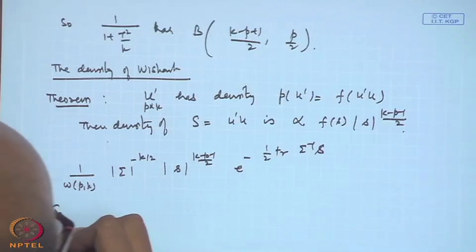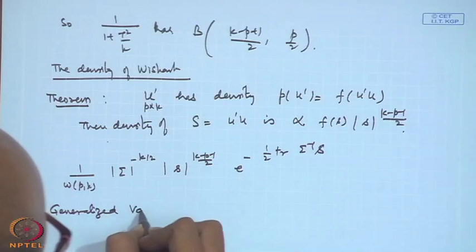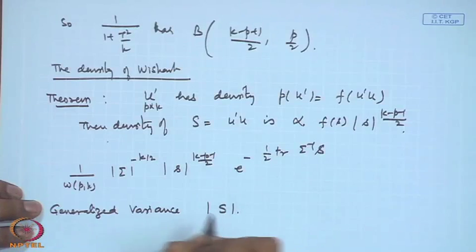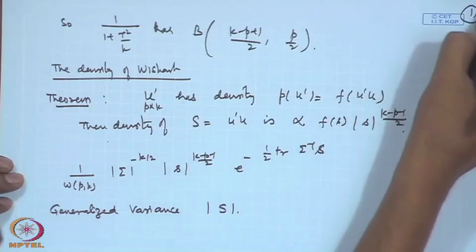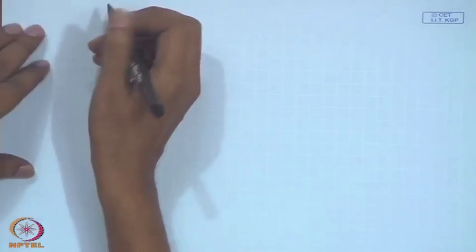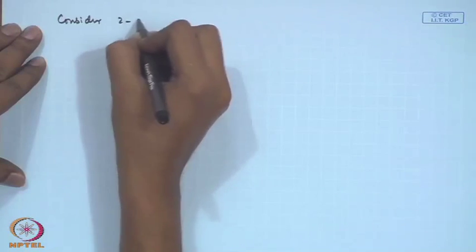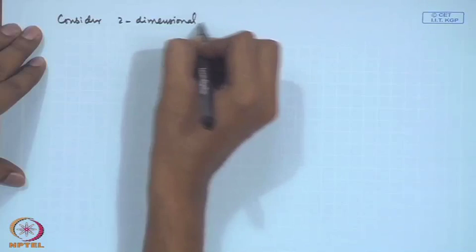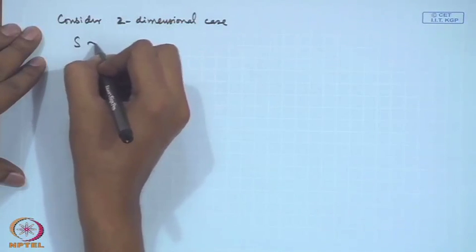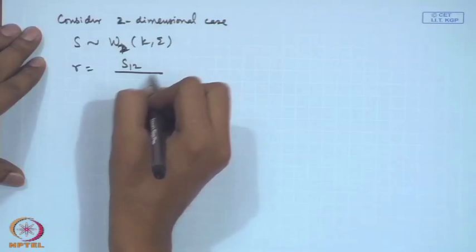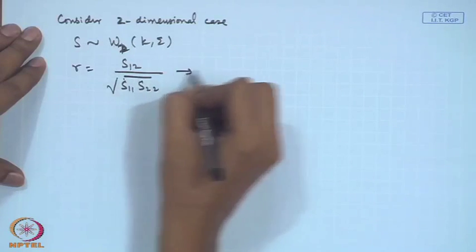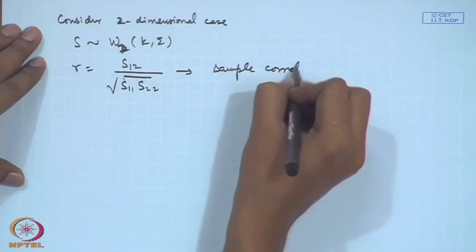Many times we consider the generalized variance, that is the determinant of S. The distribution of the determinant of S can also be obtained. In terms of this, we also define the sample correlation coefficient, etcetera. Let me express these terms in terms of a chart. Consider the two dimensional case. In the two dimensional case, S will follow Wishart 2 k sigma. Then R is equal to S12 by square root of S11 S22. This is actually the sample correlation coefficient.